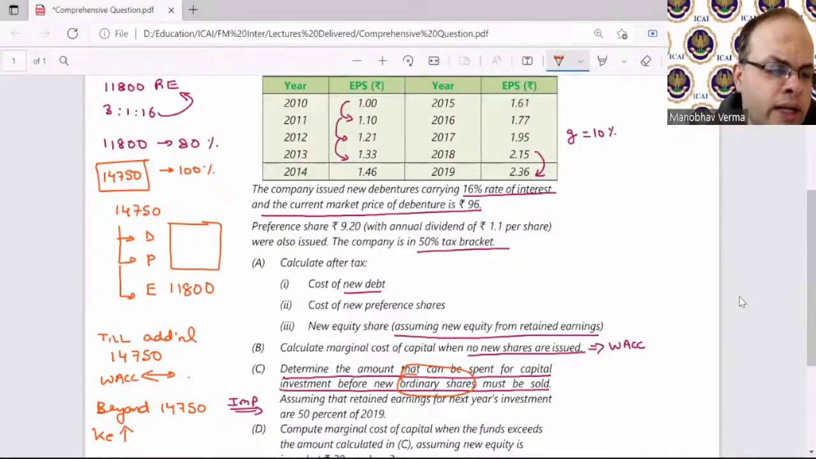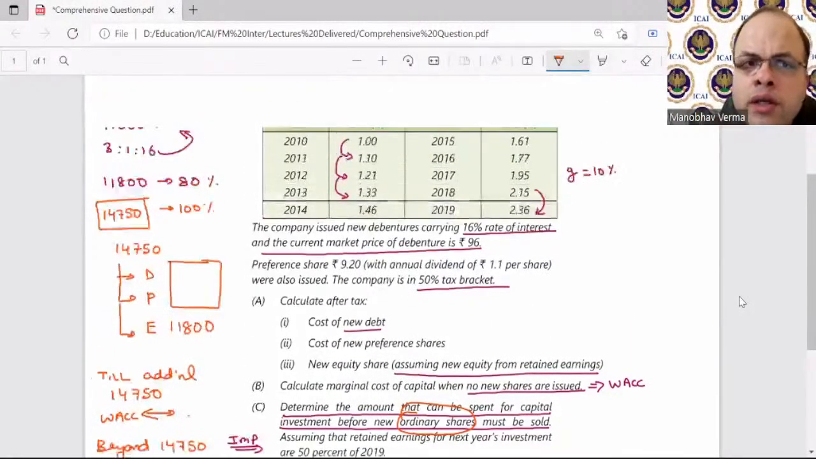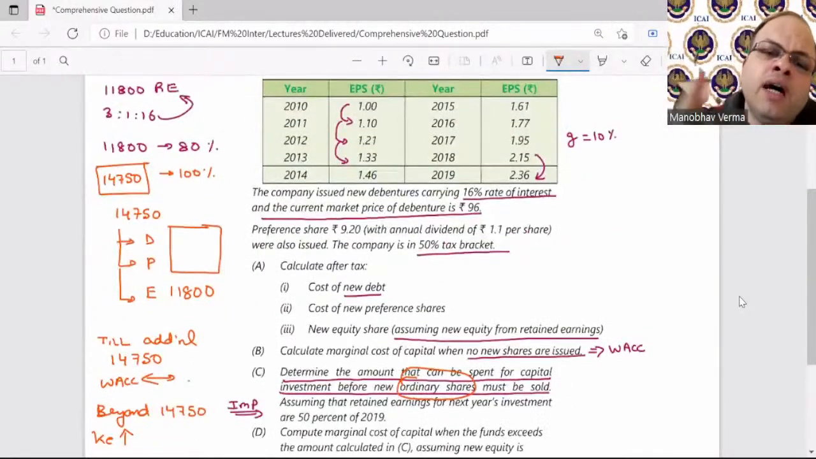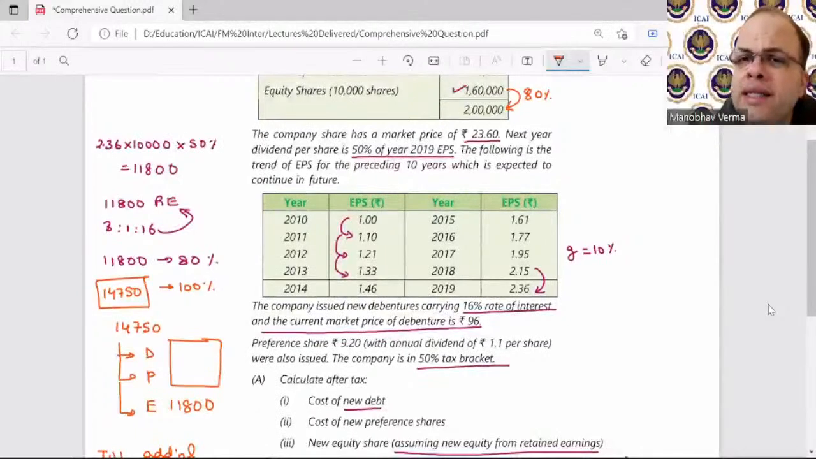Charu said you did not get the C part. Charu, I explained that part before the break, but I can just do a quick recap. So Charu, what we did was, in question number C, they're saying determine the amount that can be spent for capital investment before new ordinary shares must be sold, assuming that retained earnings for the next year's investment are 50% of 2019. Now, in 2019, my earning per share is given to me at 2.36.